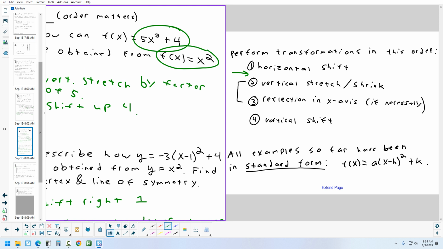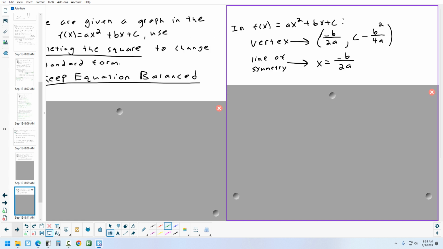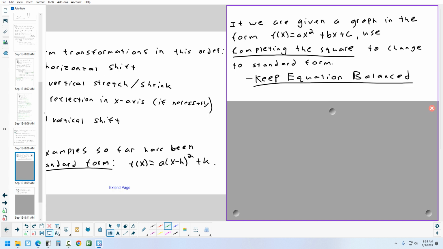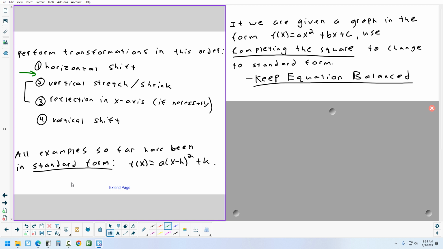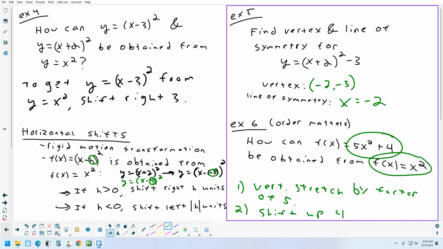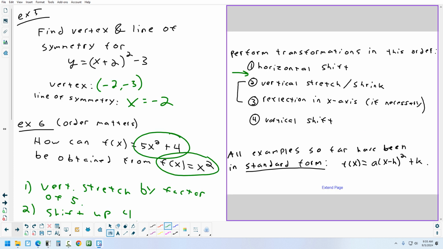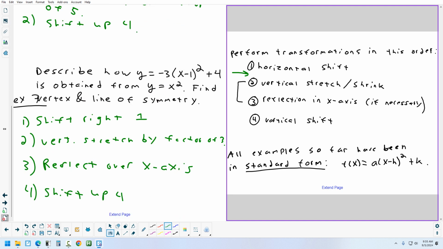All right. So, all the examples we've done so far have been in what we call standard form. If you have something that's not in standard form, it makes it a lot harder to figure out the transformations. So before we can describe the transformations, we have to get it into standard form. And what I mean by standard form is just like we did on the last problem. Let me scroll down. Okay, like that.